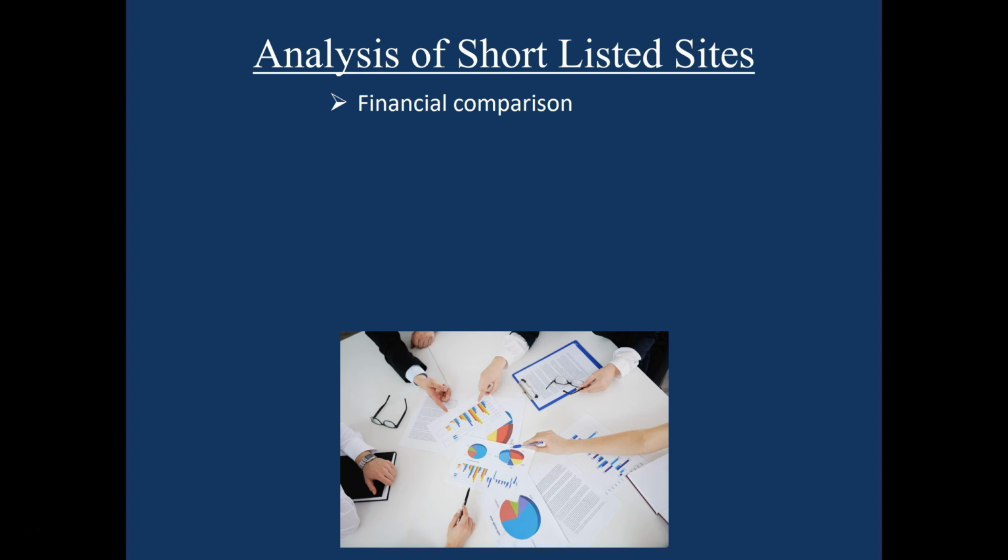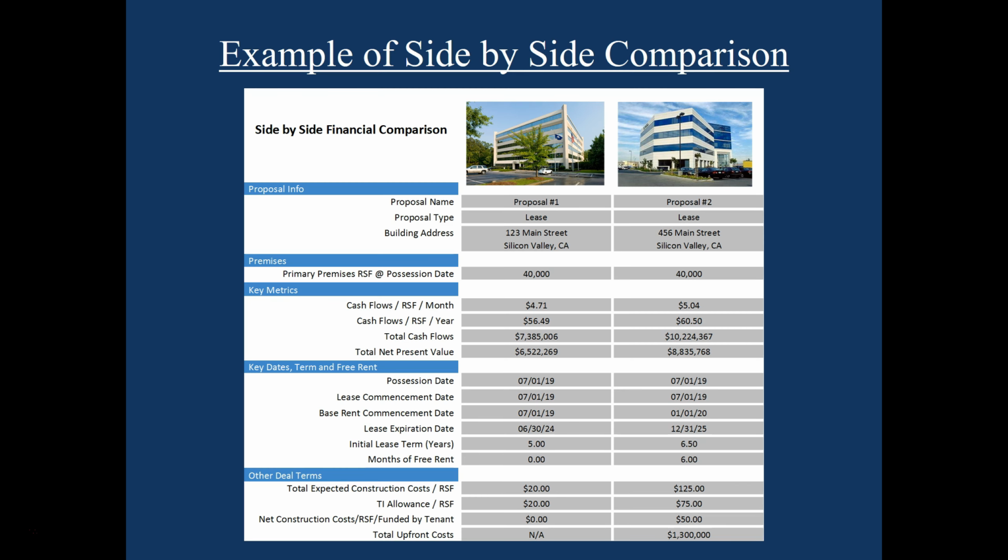You can do your own or have your broker do it. I recommend a simple side-by-side comparison. Let's leave this slide for a moment so I can show you an example. This is a good version of a side-by-side comparison. For simplicity, we're only looking at 2 properties.